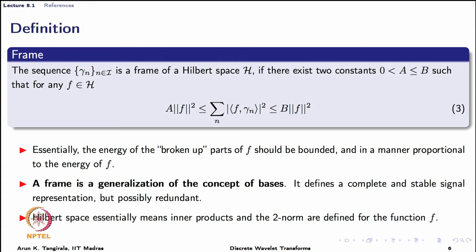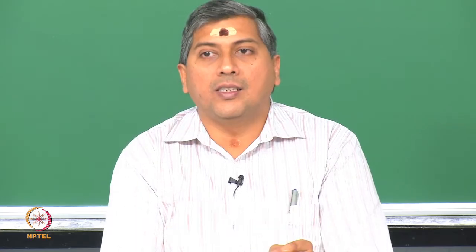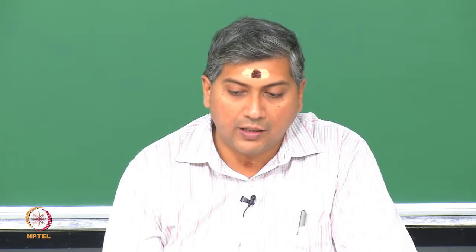If I compute the overall energy the way we are doing here, it should remain bounded between this lower bound and upper bound, and the lower bound and upper bound are themselves proportional to the energy of the signal. Clearly, it is possible that a and b can be 1. If a and b are equal and equal to 1, that means the energy of the broken up composition exactly matches the energy of the function itself.